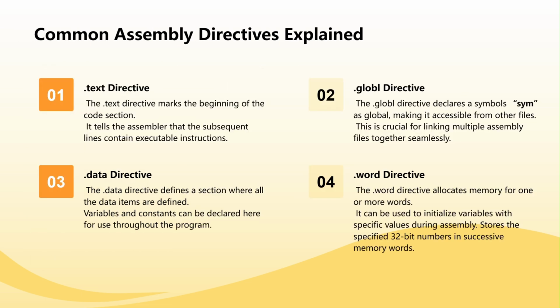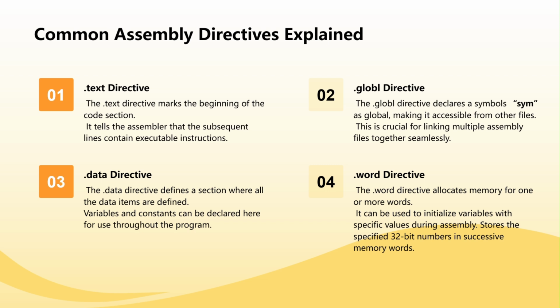So let us see some of the common assembly directives. The first one is the .text directive. The .text directive marks the beginning of the code section. It tells the assembler that the subsequent lines contain executable instructions. The second one is the .globl directive. The .globl directive declares a symbol, sym, as global, making it accessible from other files. This is crucial for linking multiple assembly files together seamlessly.